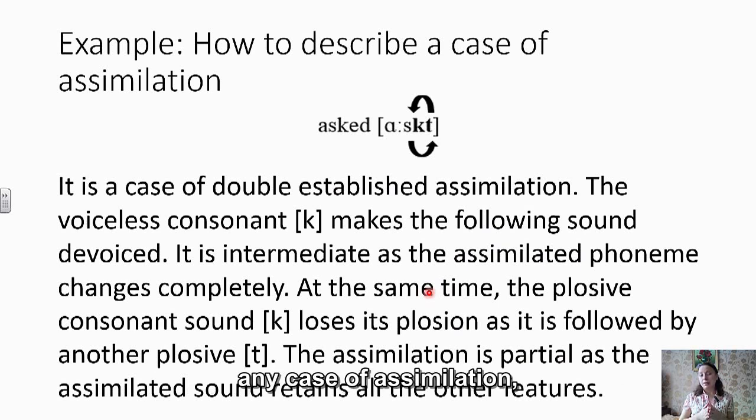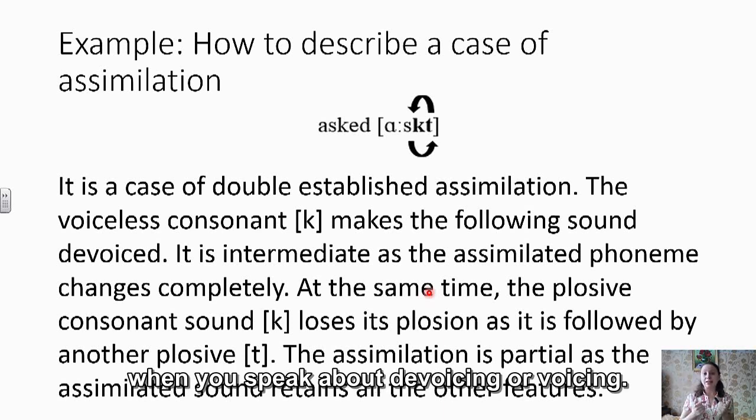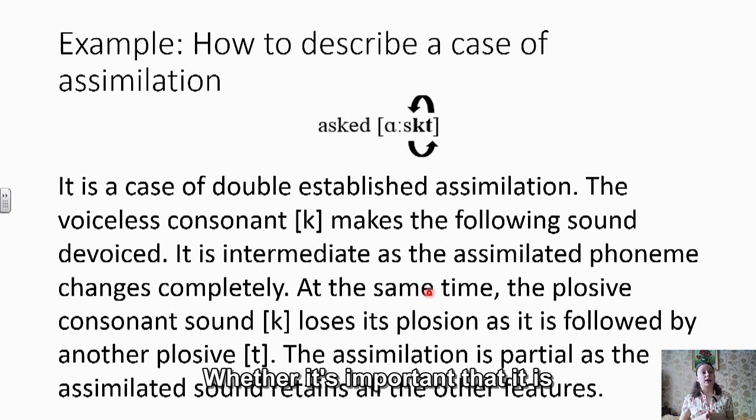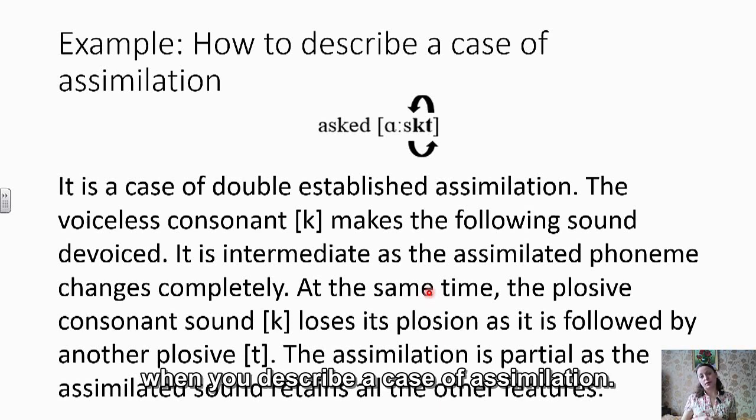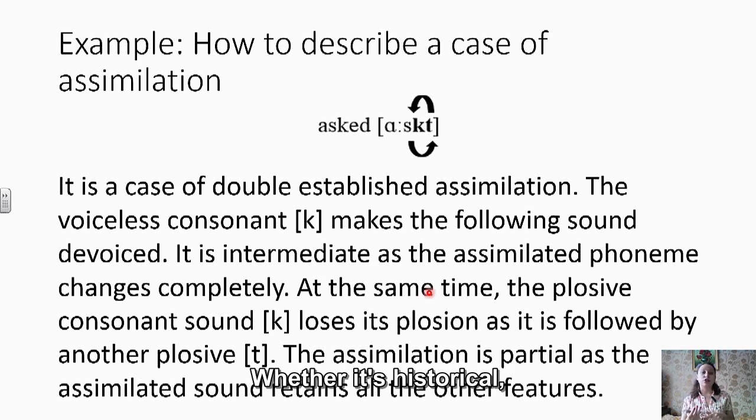When you describe any case of assimilation, please specify all the specific characteristics of consonants: whether it's important that it is voiceless or voiced when you speak about devoicing or voicing, whether it's important that it's a plosive consonant, an oral consonant, or a nasal consonant. Every detail is important when you describe a case of assimilation, whether it's historical, accidental, obligatory, established, or it occurs at the boundaries, contextual, etc. Thank you very much.